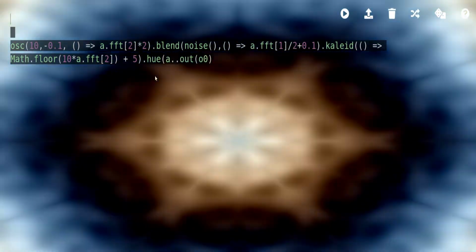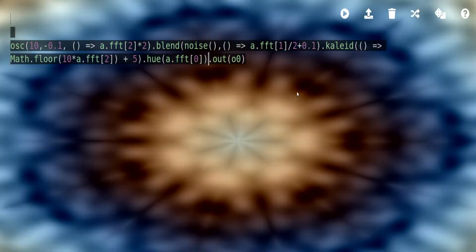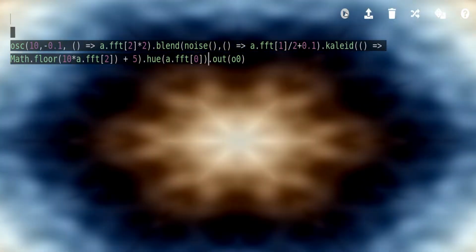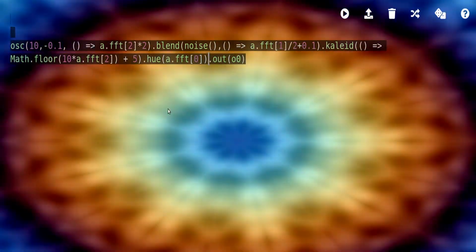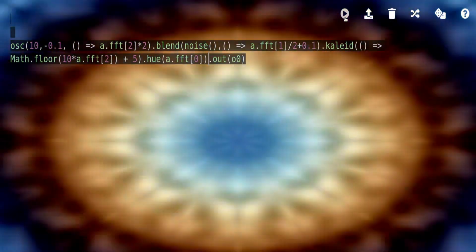So now let's be silly and again modulate. Let's modulate the hue as well. So let's use a different part of the sound spectrum. Because, I mean, the fast Fourier transform. Okay, but just a little backstory. What that means is that it's basically breaking it up into buckets.